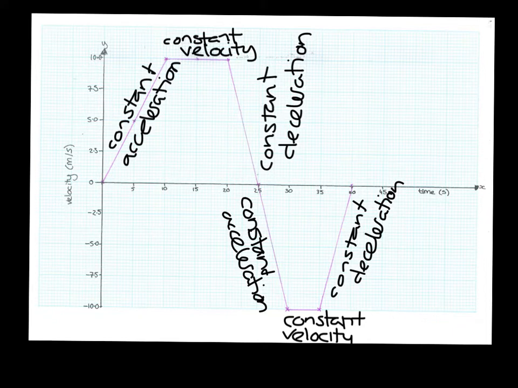So what's happened is we've started from stationary, we've then accelerated with constant acceleration, travelled at a constant velocity, then we've started decelerating at a constant rate, and then we've slowed down until we've stopped for a moment, and then we've started accelerating in the opposite direction, travelled backwards at a constant velocity, and then we've started decelerating until our velocity is then zero again, and that's the end of the journey.